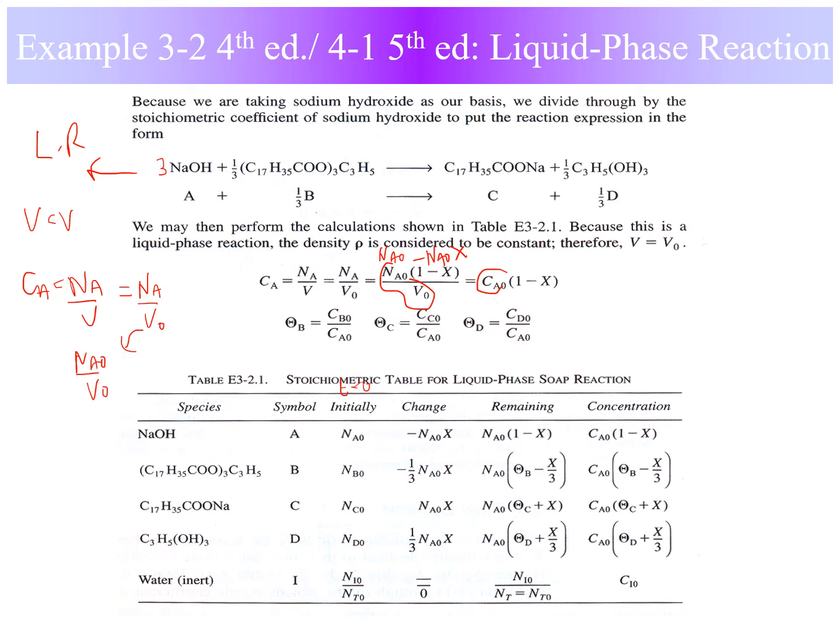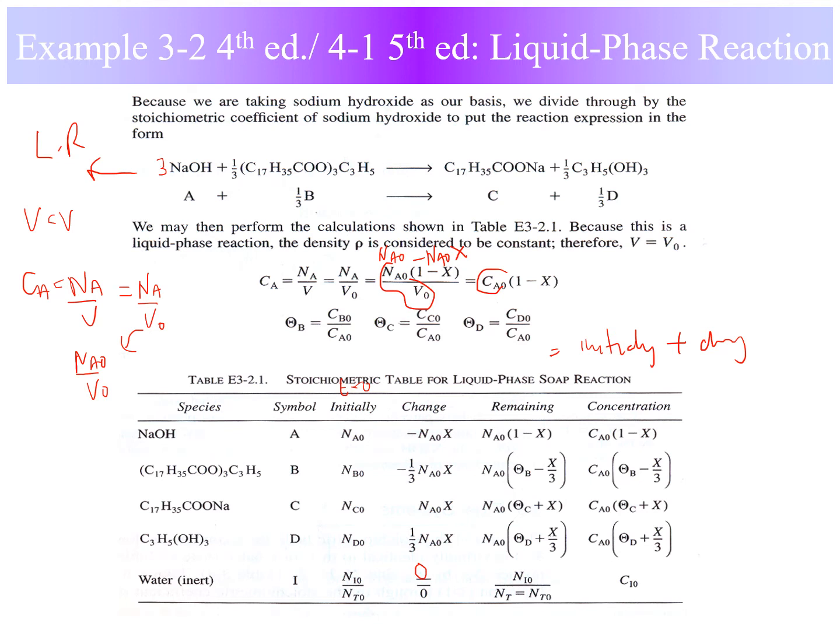Okay, for the change we have for A is minus Na naught times X, and for the change for B is minus 1 over 3 times Na naught X, and for C is Na naught X, and for D is 1 over 3 Na naught X. And then remember for the inert there is no change. There's no reaction happen, so this should be 0 lah. Alright, and then we have the remaining, which is equal to initially plus the change. Then you will be able to get this column lah.